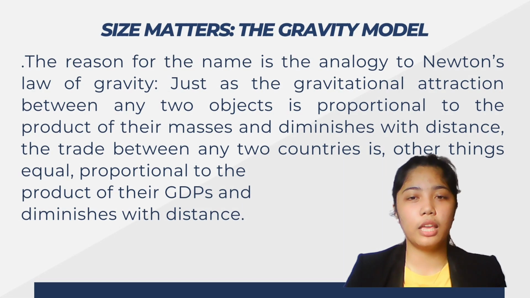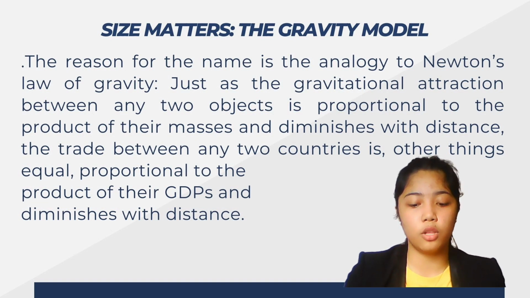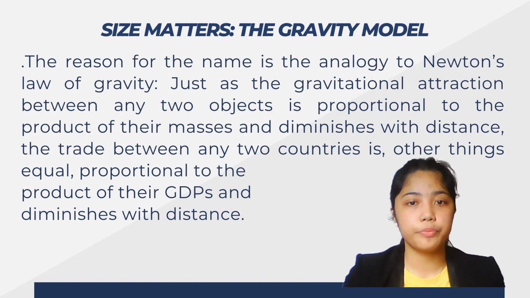The reason for the name is the analogy to Newton's law of gravity. Just as the gravitational attraction between any two objects is proportional to the product of their masses and diminishes with distance, the trade between any two countries is, other things equal, proportional to the product of their GDPs and diminishes with distance. So why is the gravity model related to Newton's law of gravity? Simply because they have significance in terms of attraction between any two objects.